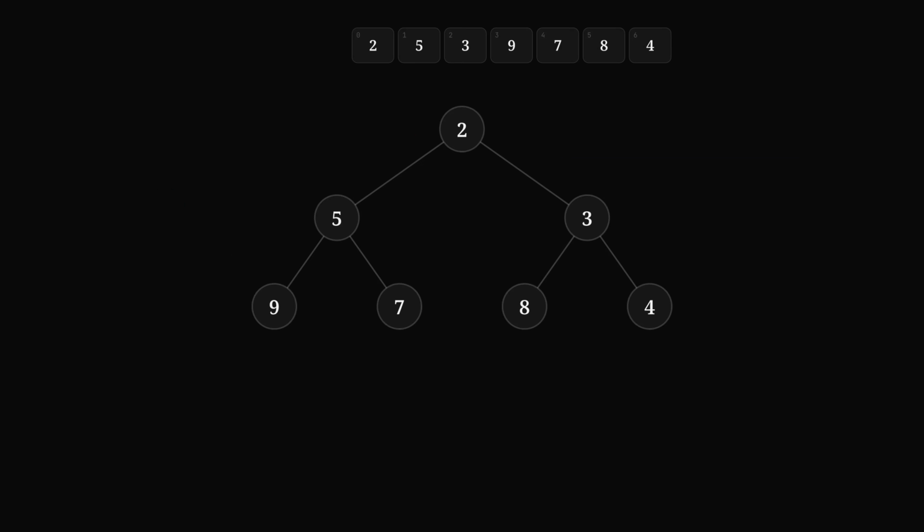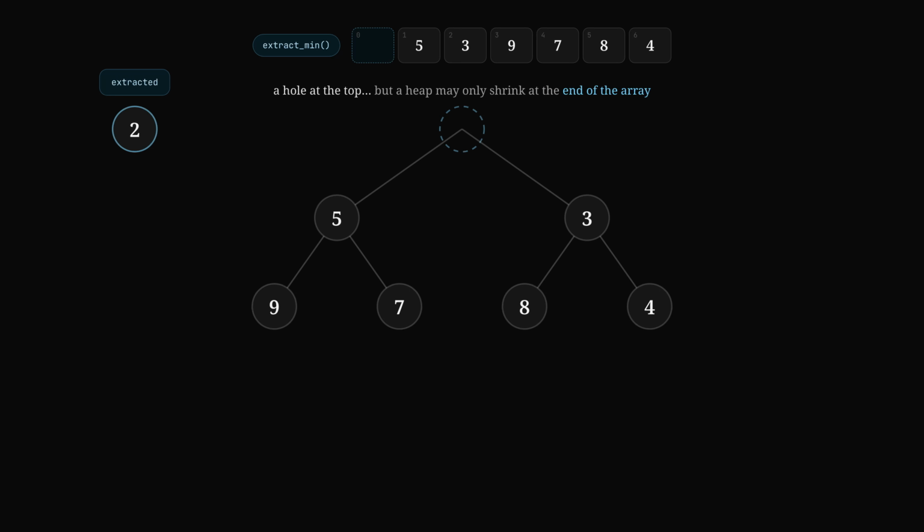The second move runs the other way, and it's the one the emergency room pays for. Extract the minimum from the original heap. The answer is the root. 2. Take it. But that leaves a hole at the top, and the shape rule says a heap may only shrink at the end of the array, hence the strange move at the center of it. Take the last element, the 4, and drop it into the root's empty chair.